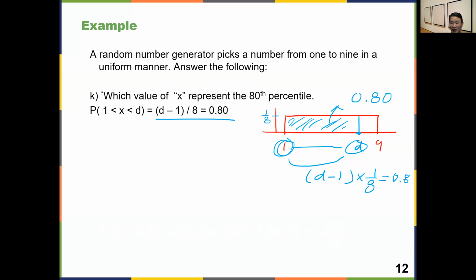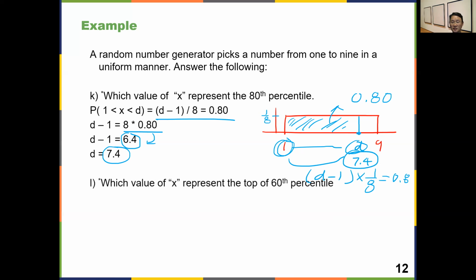So multiply 8 on both sides, then this 8 cancels out. Then this is just going to be 8 times 0.80. And that's 6.4, right? And add 1 on both sides, 7.4. So that D must be 7.4. That number down is going to be 80%. That means 7.4 is at the 80th percentile, right? Just like that.